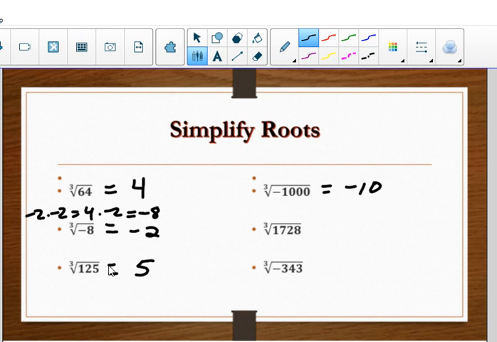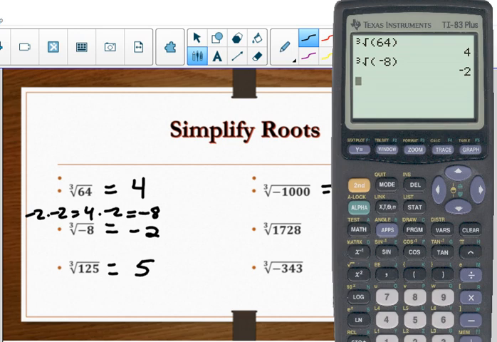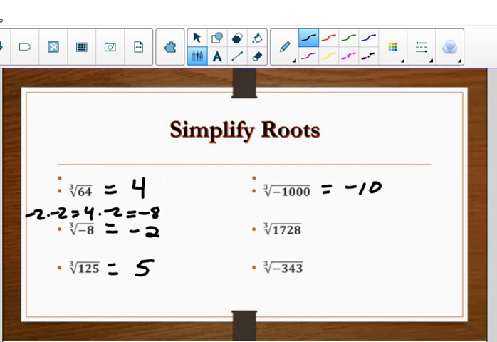Next one, cubic root of 1728. So here we grab our calculator again, hit our math button, hit number 4, cubic root of 1728 gives us 12. And then the cubic root of -343 would give us -7.